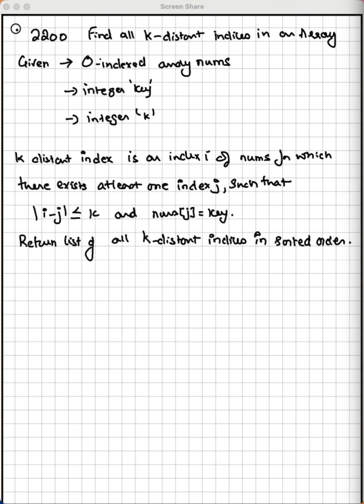Hello everyone. Today we're looking at another Leetcode problem. This is 2200, Find All K-Distant Indices in an Array. This is an easy problem, but an interesting one.